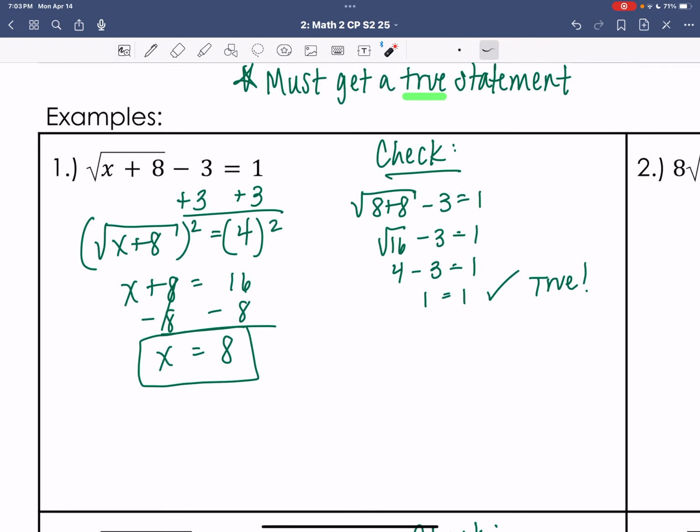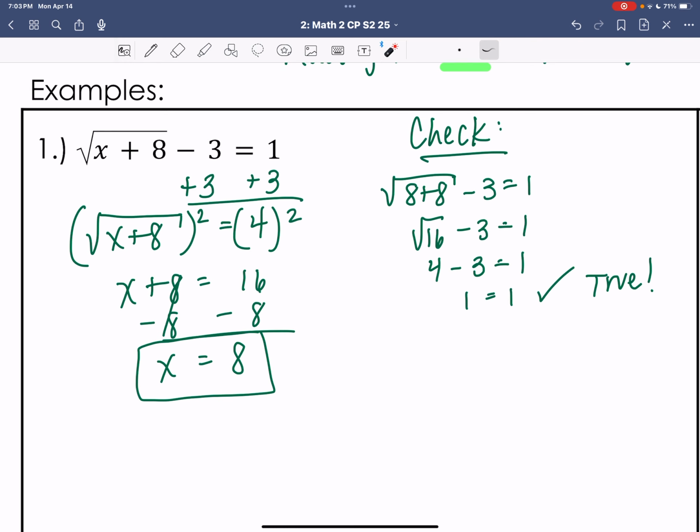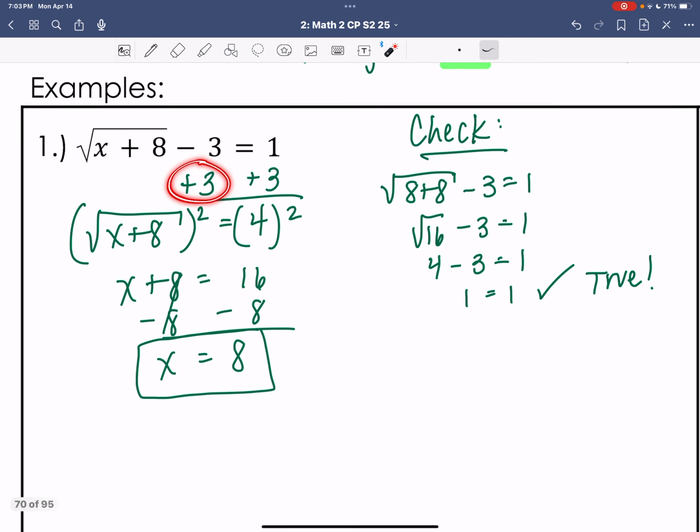All right, let's get started with number 1. First what we did was we added 3 to both sides. Now that we've moved this over here, we've got the square root of x plus 8 equals 4. Now we need to square both sides to get rid of, or undo, the square root. So I'm left with x plus 8 equals 16. Subtract 8 from both sides, and I've got x equals 8.